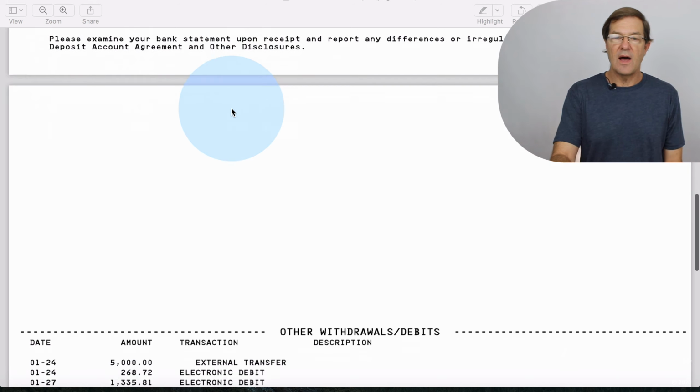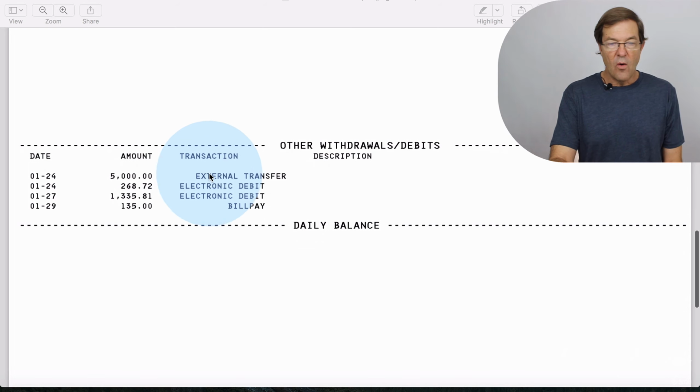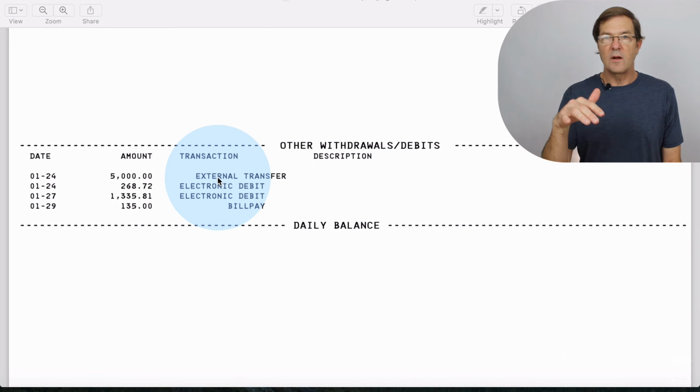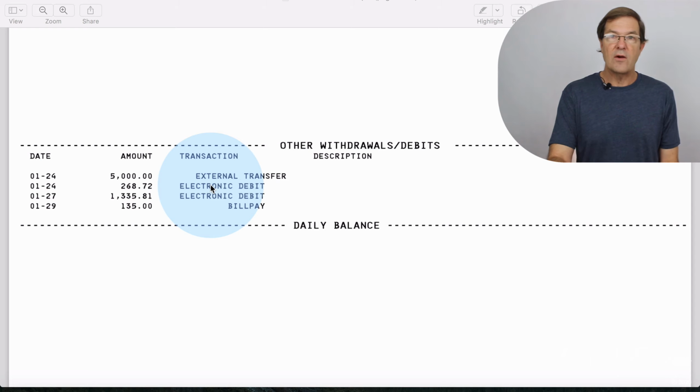So I've got one more section here where I have an external transfer. Talked to my accounting, and they told me, oh, that's for our payroll. Oh, okay. So that's definitely cash out. The next electronic debit is a credit card payment.